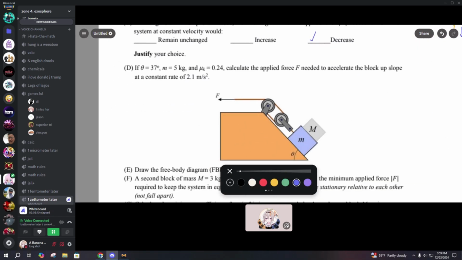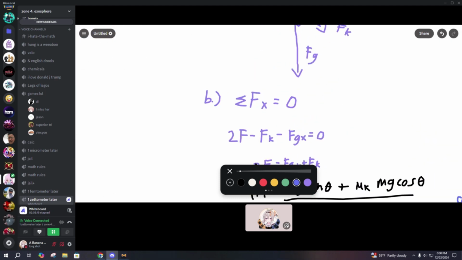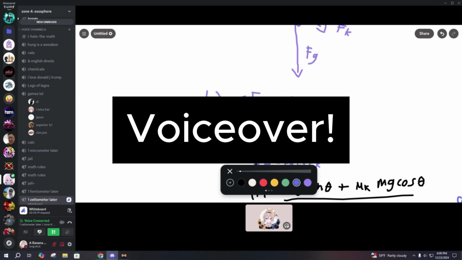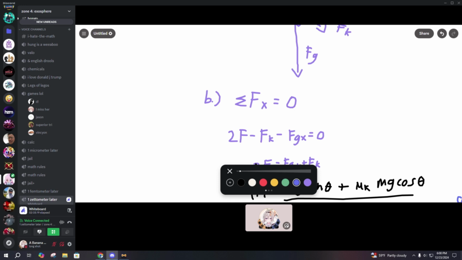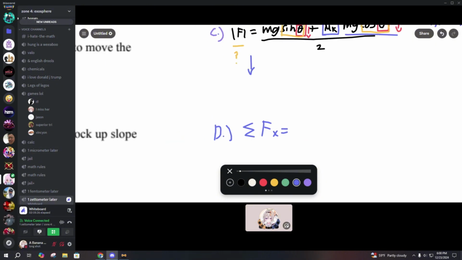So D, with all this information, calculate the applied force needed to accelerate the block up the slope. Now with D, I can't say this anymore, because this is where I assumed... Mr. Wong, I know the symbol is sigma, not delta. If I say delta, that's just a slip up, I meant sigma Fx. Sigma Fx equals 0, but no, that's not the case. Sigma Fx is now equal to mass times acceleration.